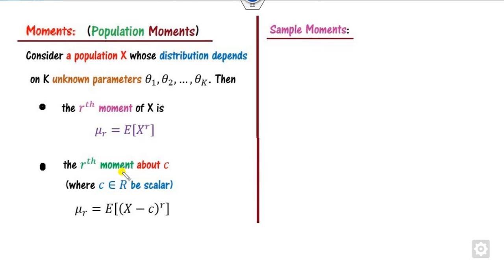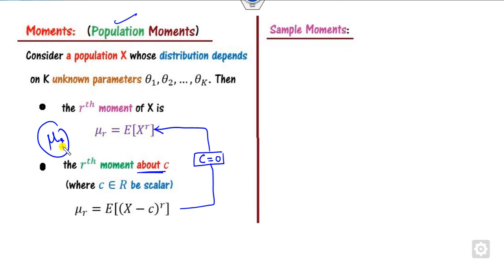Another thing is, we can define the moments about a point C. Clearly, when you consider C as 0, then all these moments become the raw moments. So remember, the population moments are denoted by mu r.